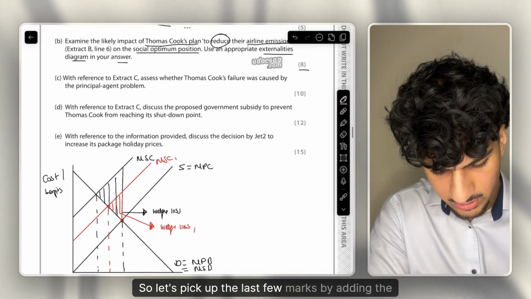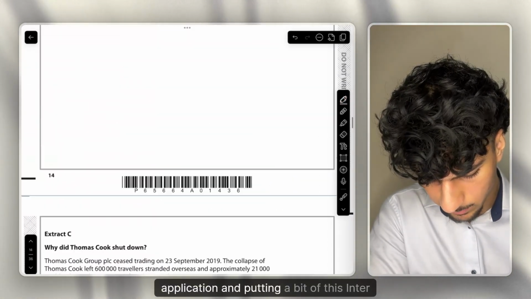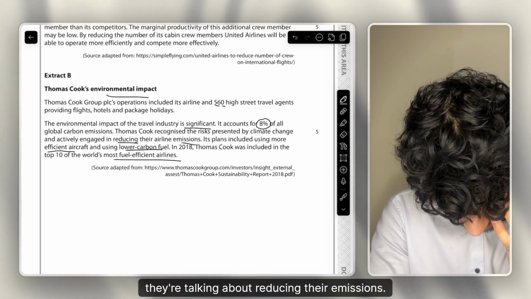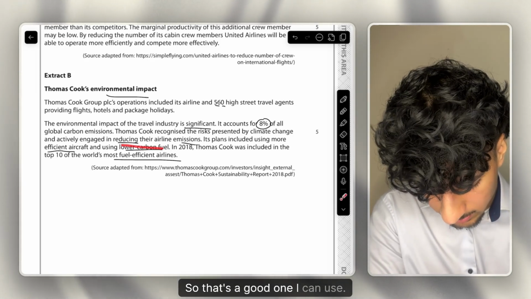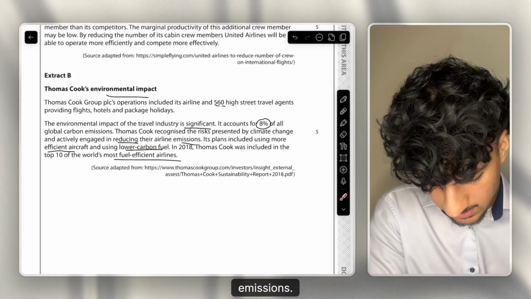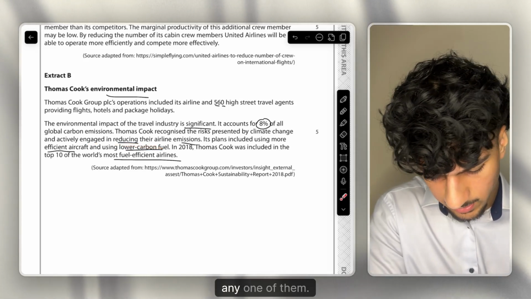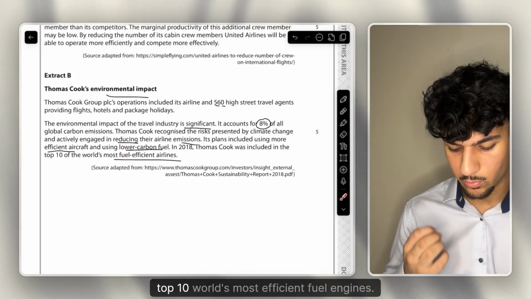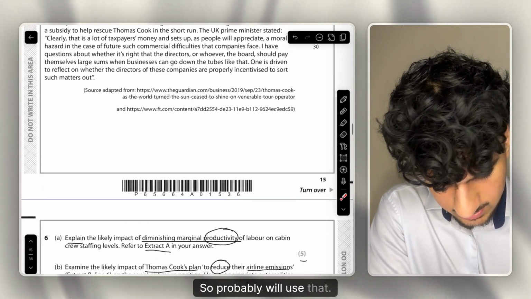So let's pick up the last few marks by adding the application and putting a bit of this into wording. I just want to find a bit of application where they're talking about reducing their emissions. Yep, so they've actively engaged in reducing their carbon emissions, that's a good one I can use. Yeah, so any one of them. They use lower carbon fuel, the world's top 10 most efficient fuel engines, so I'll probably use that.